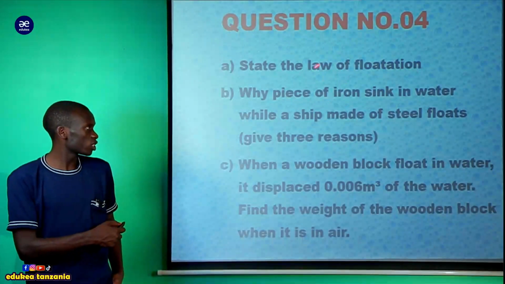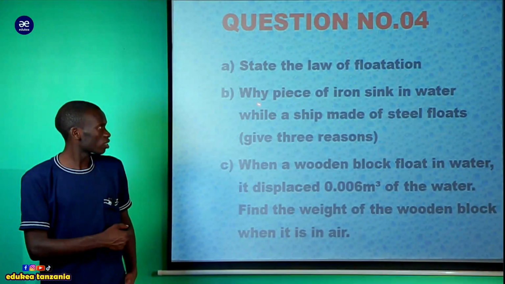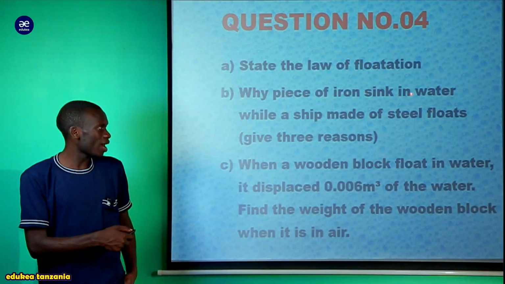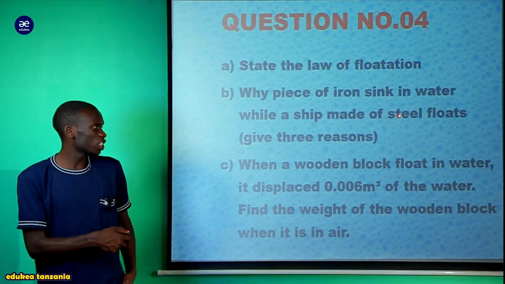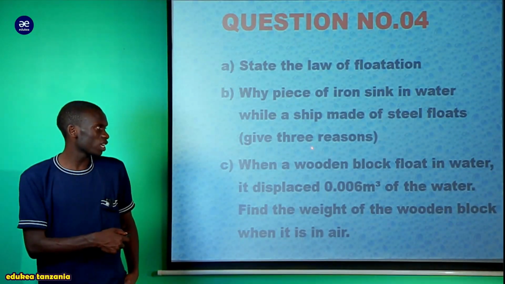After stating the law of flotation, B, why does a piece of iron sink in water while a ship made of steel floats? Give the little reason.